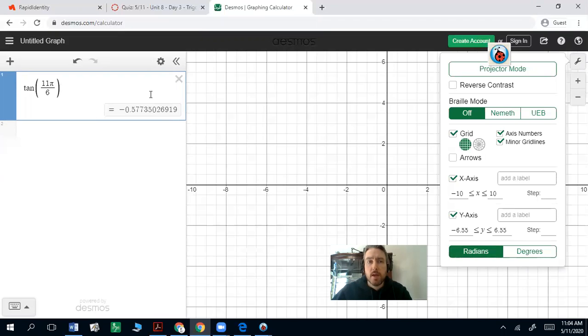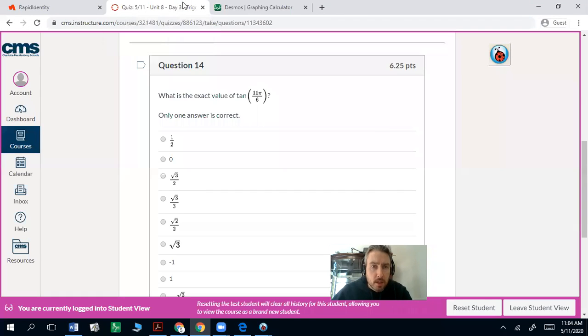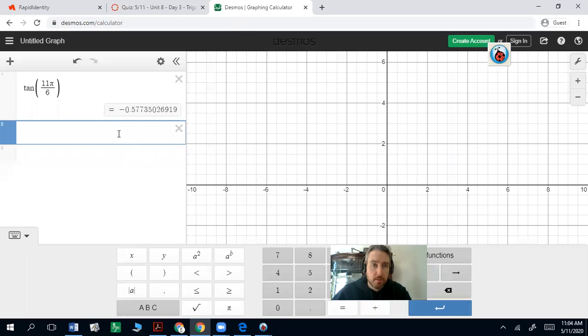Negative 0.577. All right, well, I know it's not negative square root of 3 over 2 because that was the negative 0.866. So let's try some of the other ones. It's not going to be 1/2, 0. It's going to be a negative, so can't be this. It could be this as a negative. So let's try negative square root of 3 over 3.